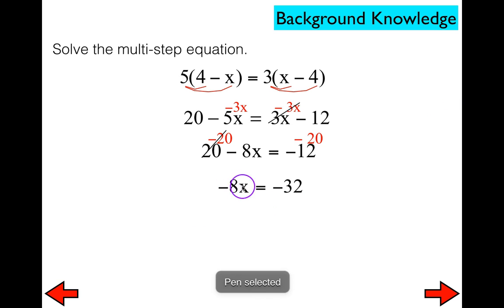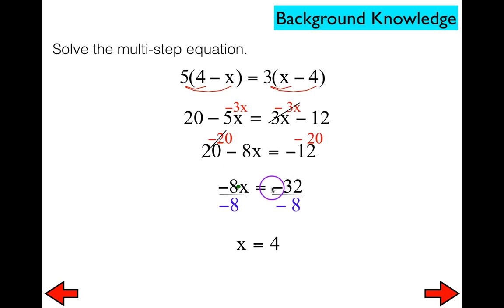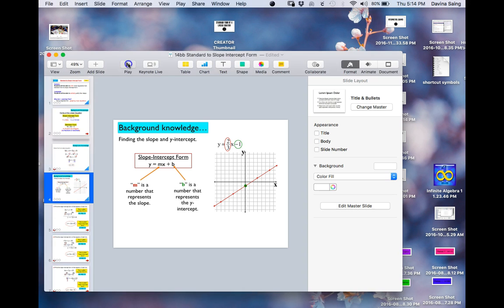Please, just a friendly reminder, negative 8x means negative 8 times x. So the inverse would be to divide both sides by negative 8, leaving me with x equals 4, because here the negatives cancel each other out. So hopefully that looks familiar.